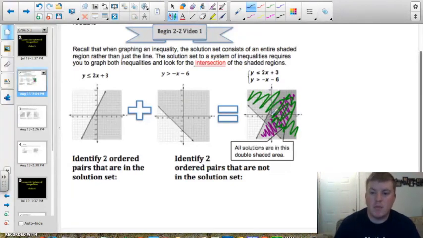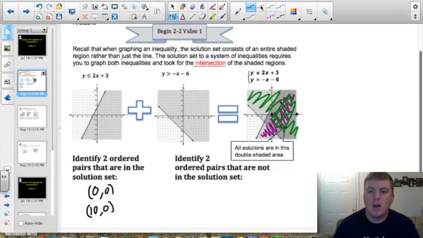I'm just going to pick two of them. For example, we have the origin, (0, 0). That is in both the purple and the green, so I'm going to write that as one possible solution. And then let's just say something over here, (10, 0). And you could list a dozen other solutions. The important thing is that it falls within both of those shaded regions.